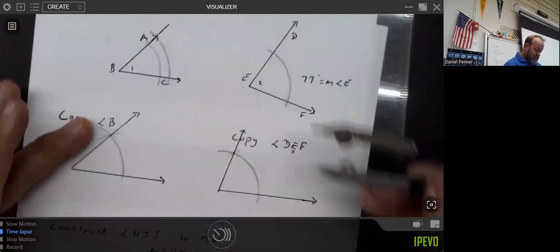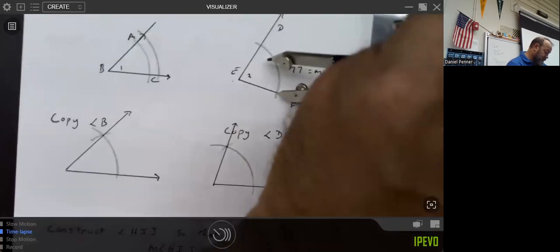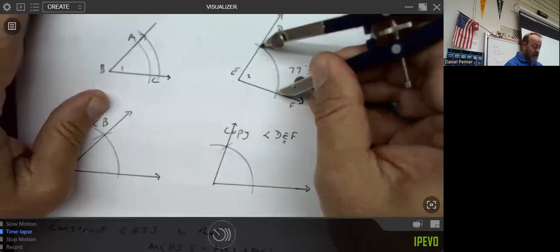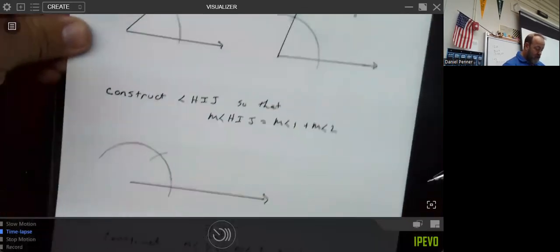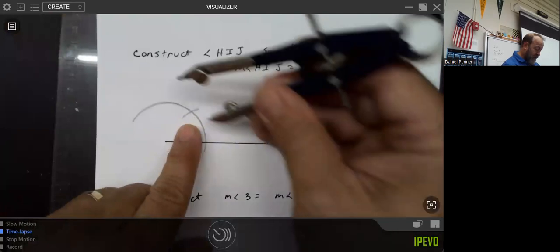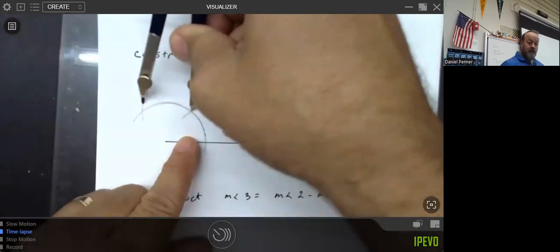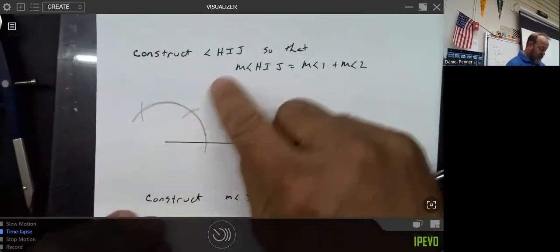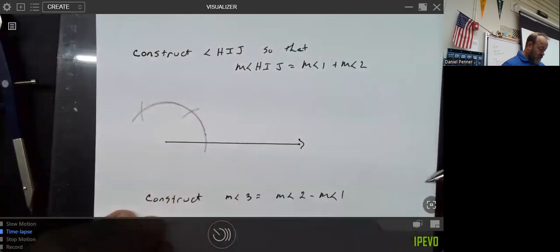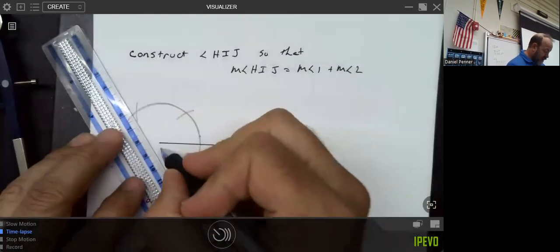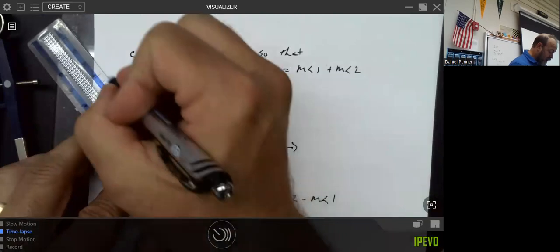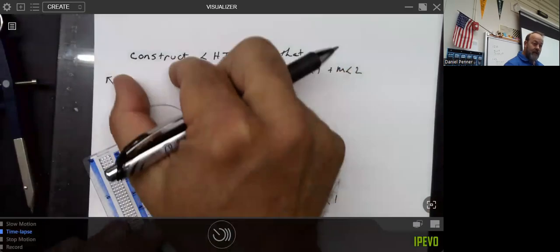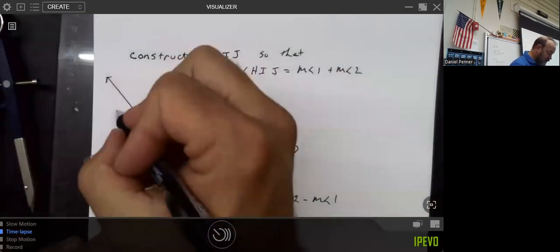So going up here to angle 2, I'm going to measure how large angle 2 is. And remember, my goal is to add it to angle 1. And so since angle 1 ended right here, I'm going to add angle 2 to angle 1. So if I were to draw this part, I had angle 1. This part is angle 2. So if I connect the dots, I have my angle HIJ. You can see angle 1 right here, angle 2 right here. And so this is going to be angle HIJ.